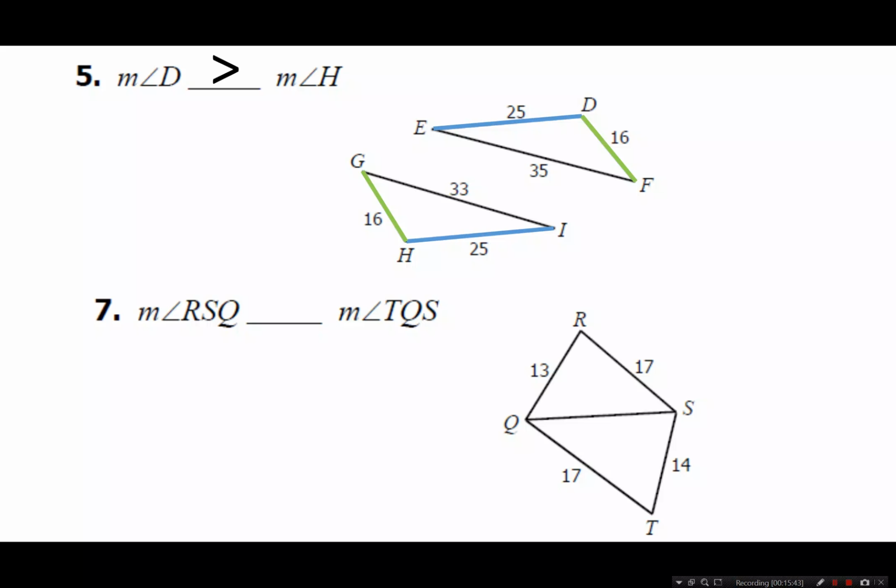And for the last one we're going to look at, we have two sides that are 17. QS is congruent by reflexive property. Now we look at the third side of both of these triangles. One of them is 13, the other one is 14. Since 14 is bigger, then we're going to know that angle TQS is larger than angle RSQ.